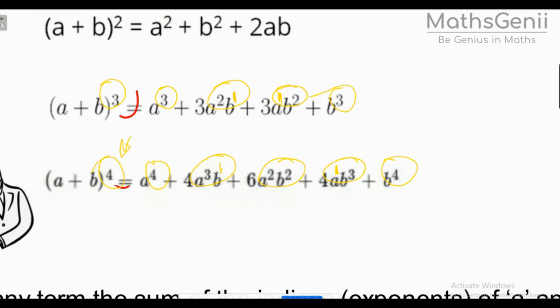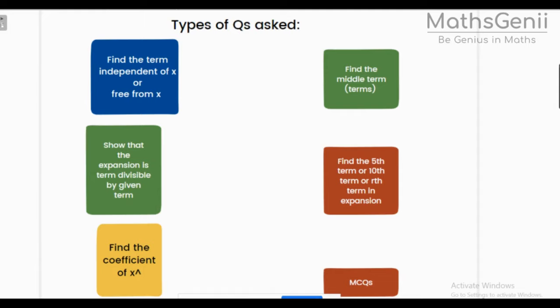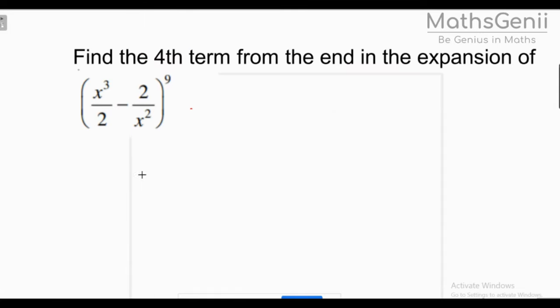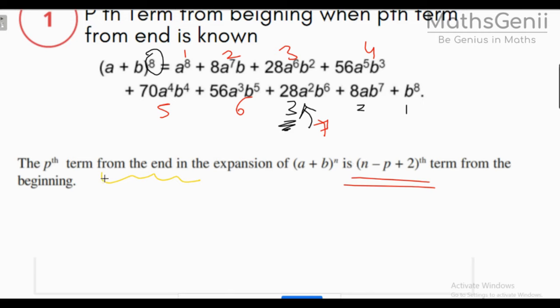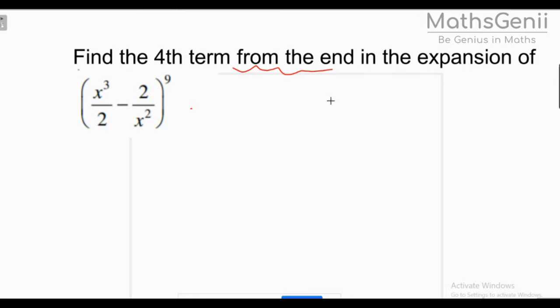Okay, now is the main part, which is the type of questions asked. Now let's look at the next question. If you read this, you find one word which says from the end. Okay, and we have learned this concept somewhere here. When they say from the end, what is the formula? N minus p plus 2. So if you know the term from the end and this is the position from the beginning, this will give you the position. So the formula is n minus r plus 2.